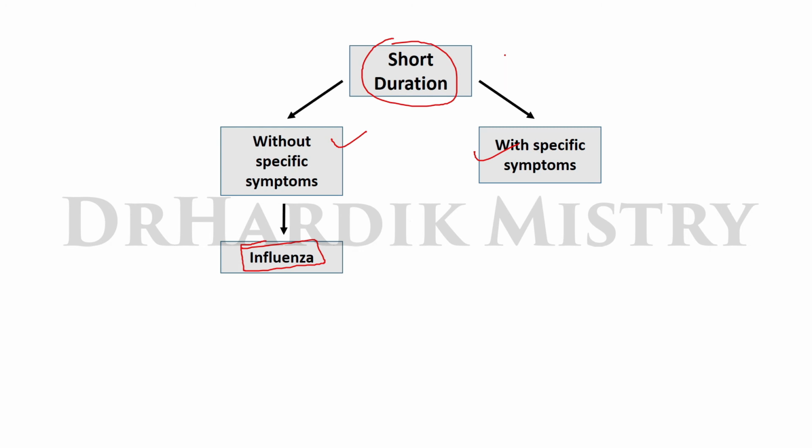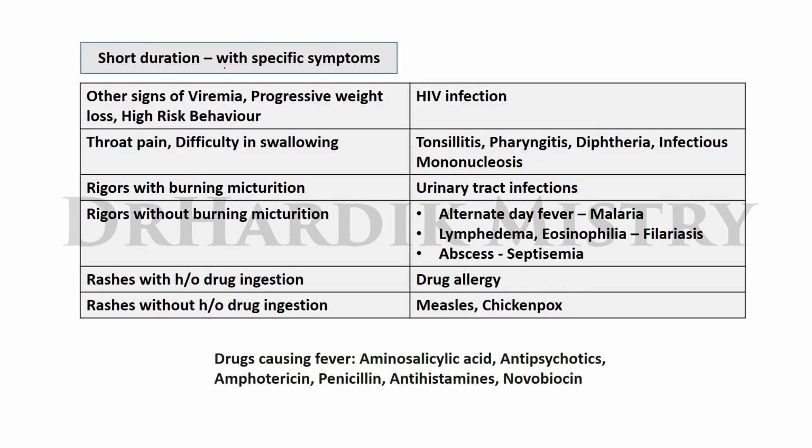If the short duration of the fever is present with specific symptoms, then we can see on the next slide. Here, when the short duration of the fever is present with specific symptoms, that is viremia, progressive weight loss, high risk behavior, then we can say that it is of HIV infection. If the short duration of fever happens with throat pain, difficulty in swallowing, then it could be of the tonsillitis, pharyngitis, diphtheria or infectious mononucleosis.